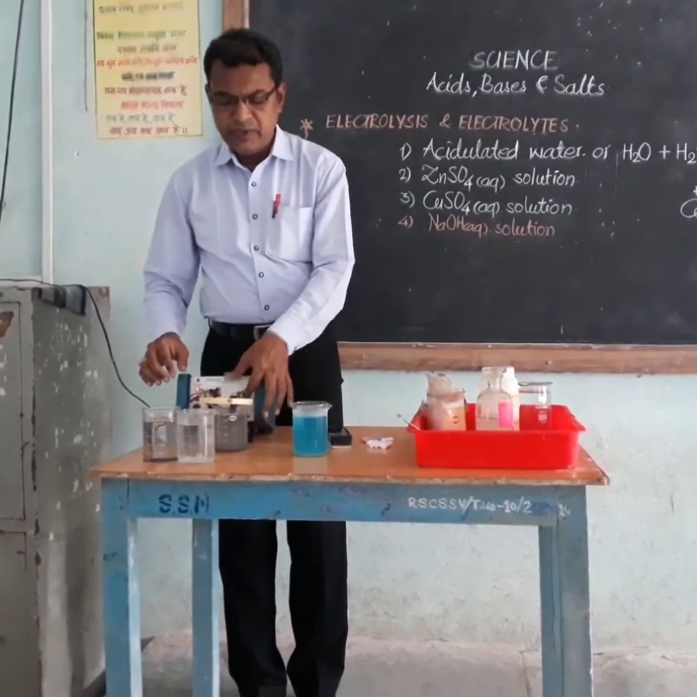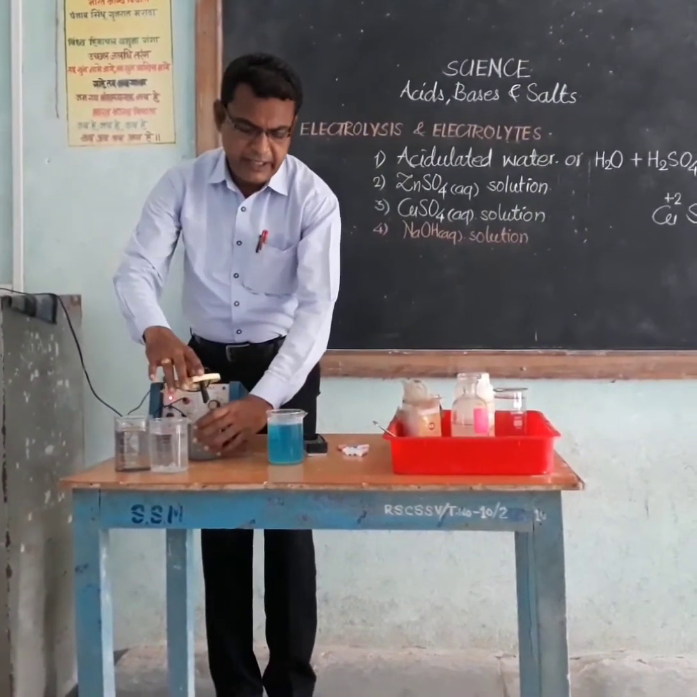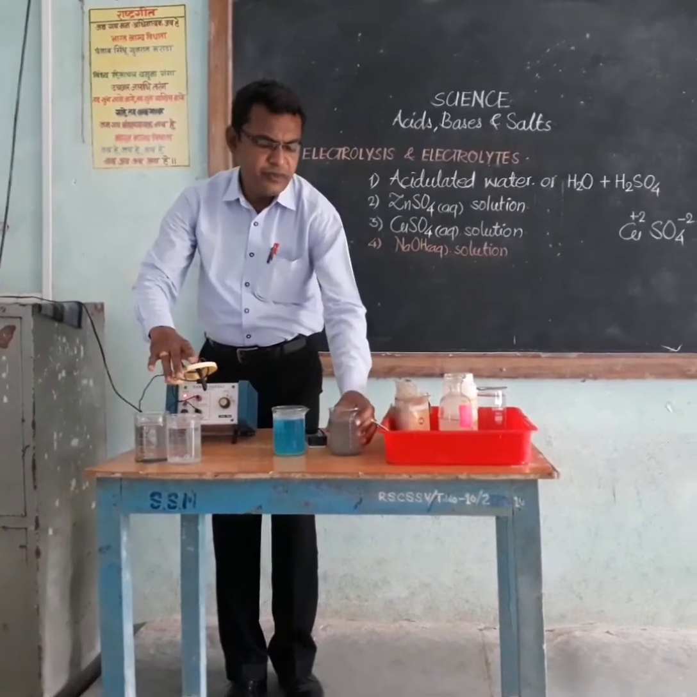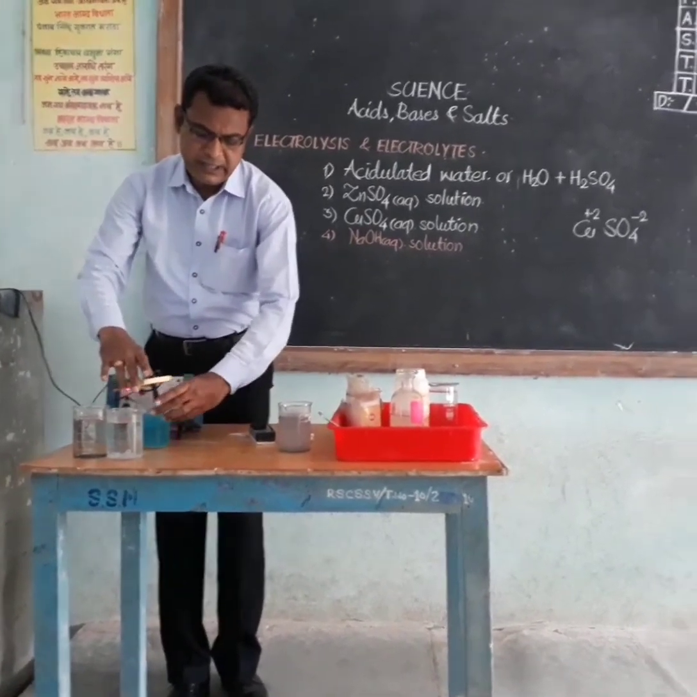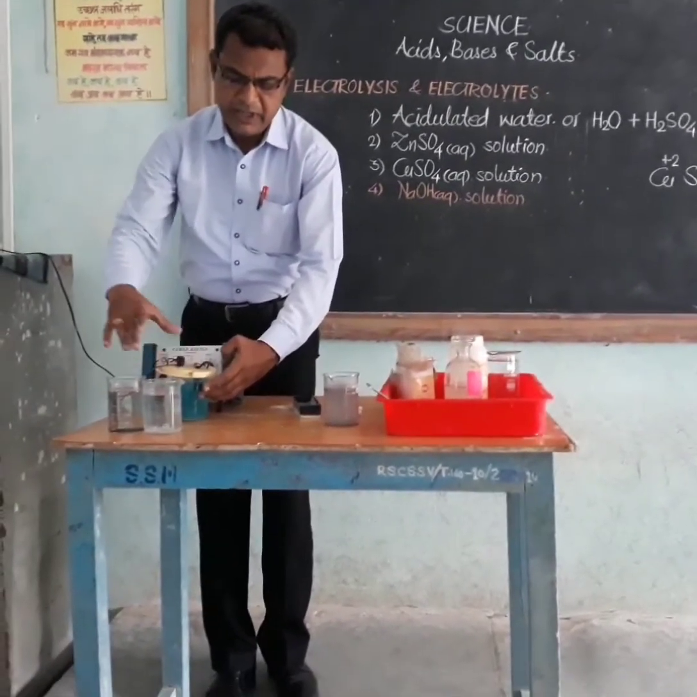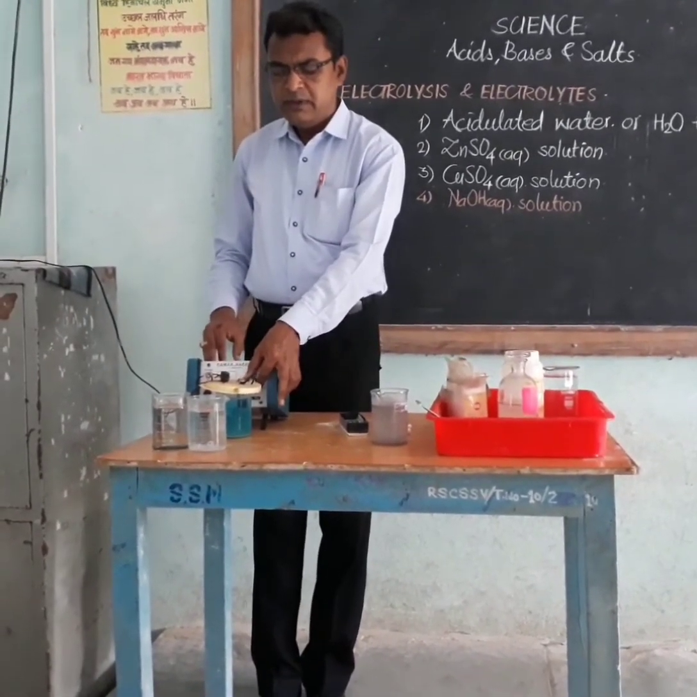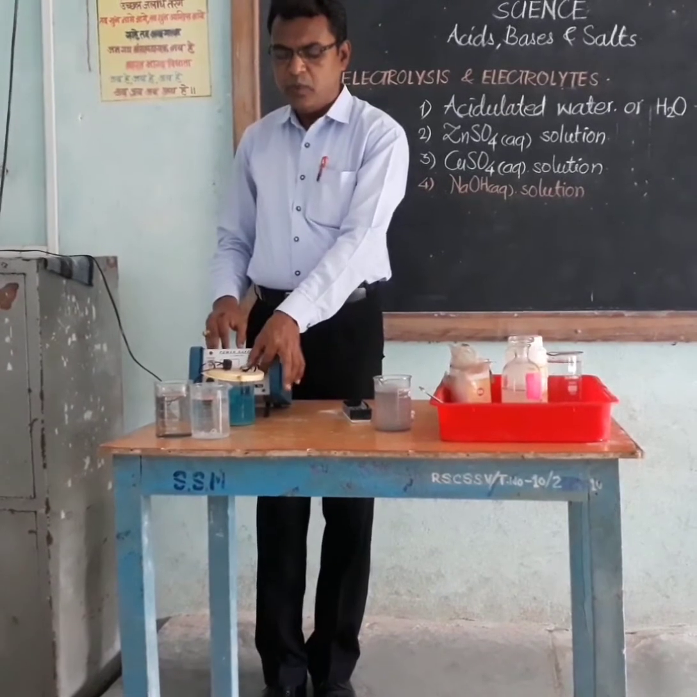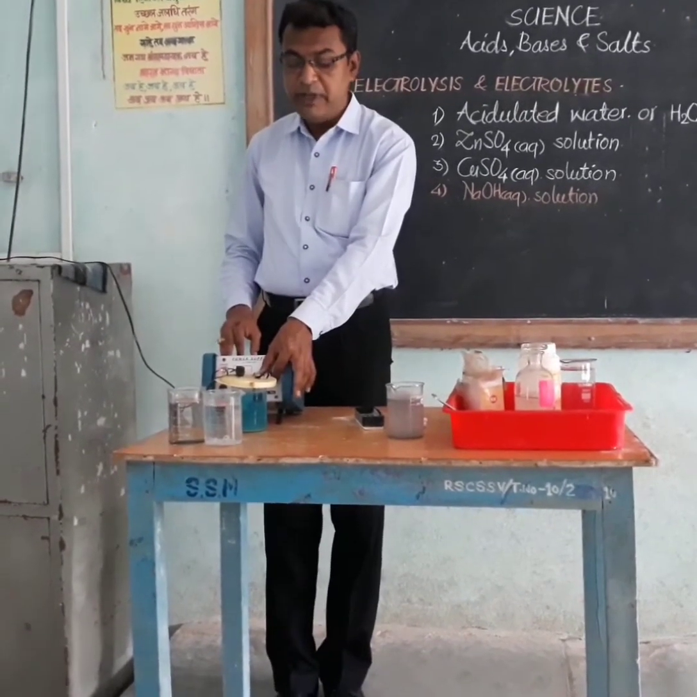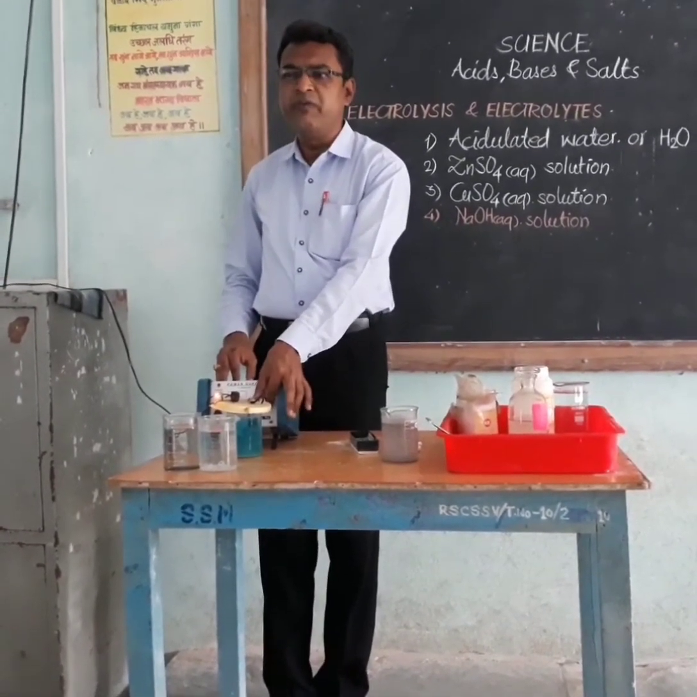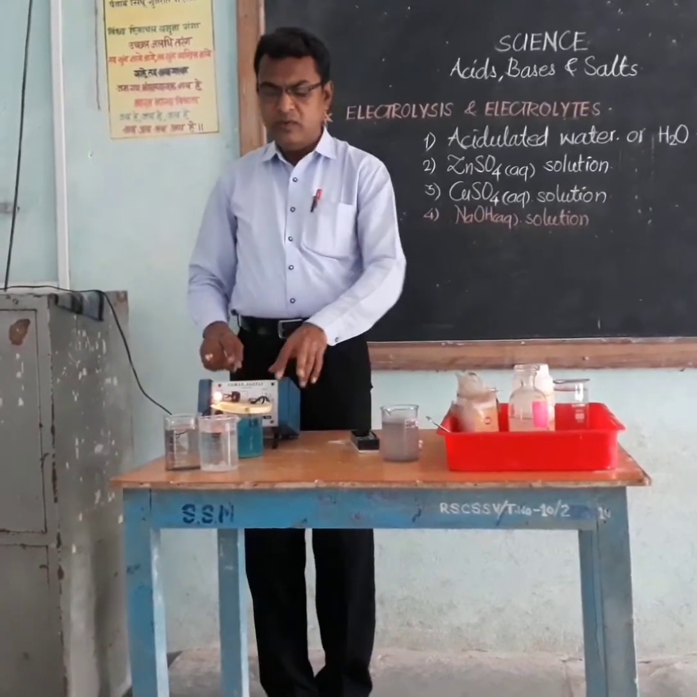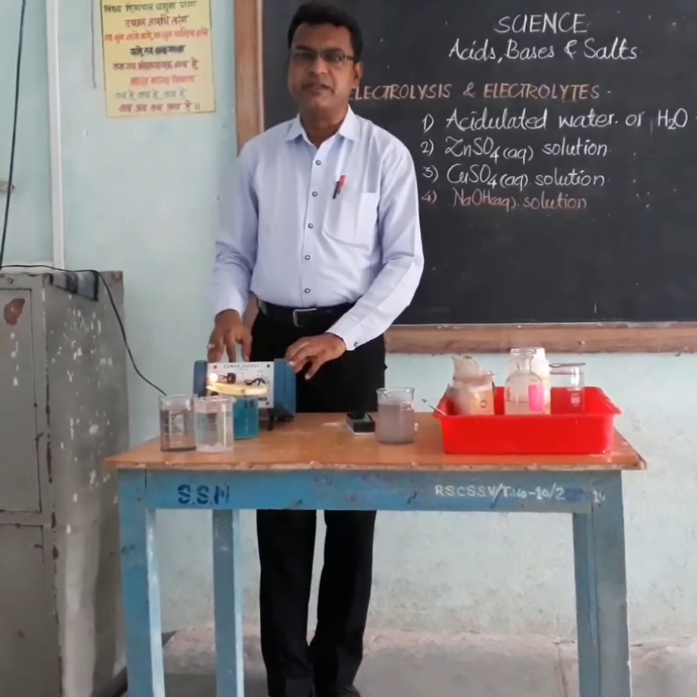And now the fourth beaker containing the solution of copper sulfate. Let us see what will happen in this case. Now we are increasing the potential difference. The bulb is glowing but the glow is very less. Now the glow has increased.